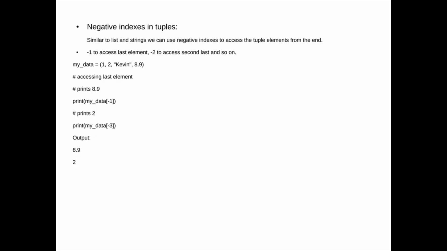The negative indexes in a tuple are always represented as -1, -2, -3, up to -n. Here my data of 1 comma 2 comma the name Kevin and 8.9. Accessing the last element prints 8.9, and it is displayed in the results. So the print of my data of -1, and the print of my data of -3. Initially we assign 1, 2, Kevin and 8.9. So only these two negative indexes are displayed in the result.